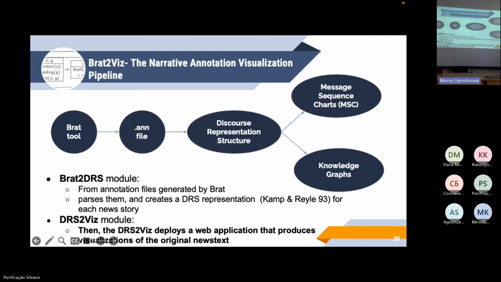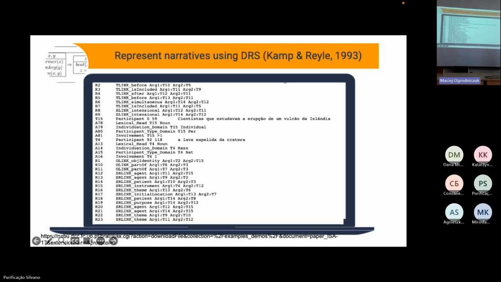So the first module of this pipeline is BRAID to DRS. We have these annotation files that are generated by BRAID. We parse them and create these DRS representations, okay, for each news story. And then we have the second module, which is from DRS to visualization. There is a web application that produces visualizations of the original news text.